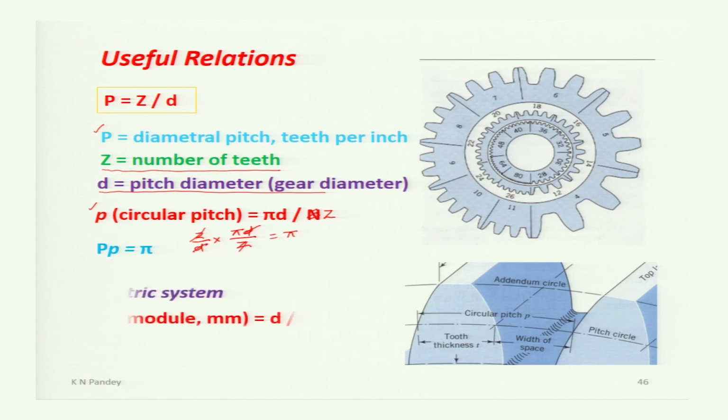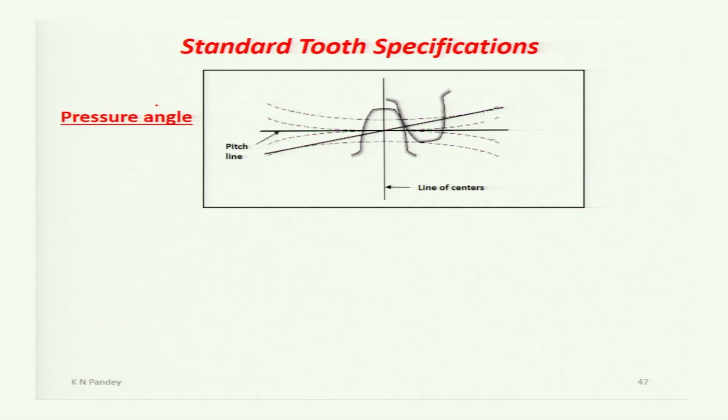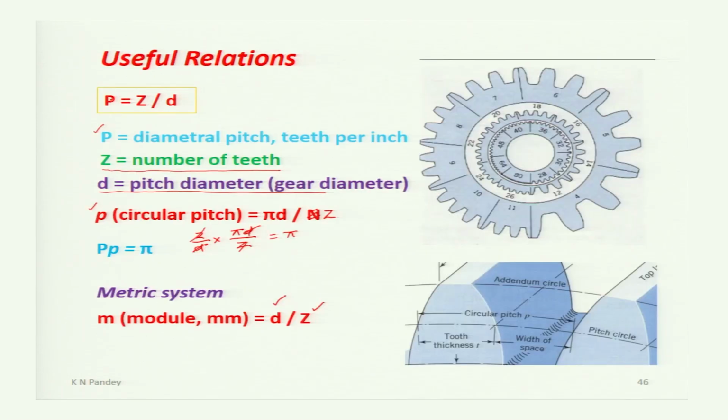Now the next very important relation, which is used in the metric system, is called the module m, and this is the ratio of pitch circle diameter to the number of teeth on a gear. Now if you see the module and diametral pitch, they have a relationship such that m is 1 upon P.